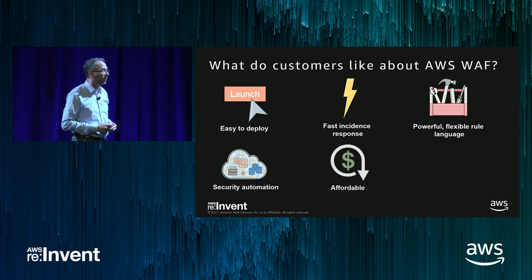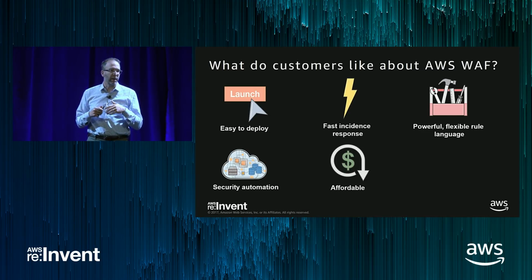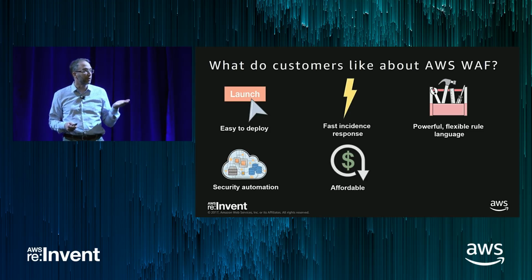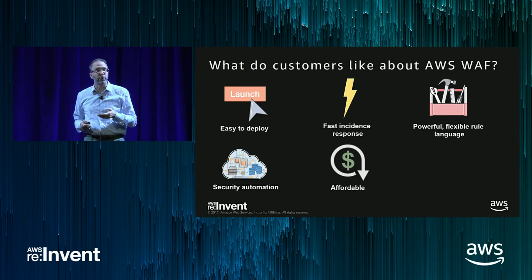They also like the fact that it was affordable. If you turn on WAF and you enable it on a resource and you leave it running for the entire month, it's quite affordable. But you also have the pay-as-you-go option, which is to turn on those protections when you feel like you need them and turn them off when you don't.